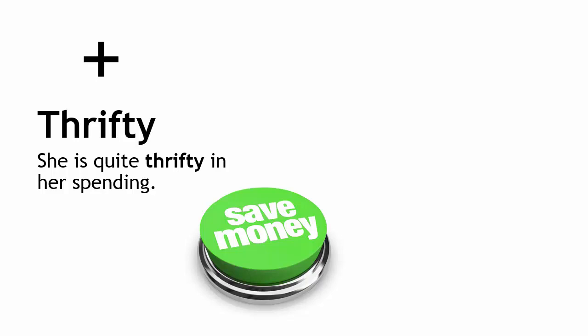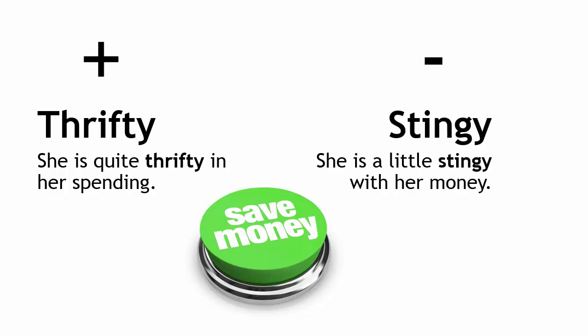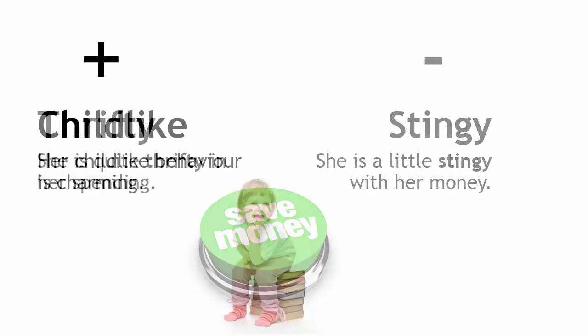So the plus refers to positive. Thrifty: she's quite thrifty in her spending. So when you say someone is thrifty, well, it's positive. That's connotation. On the other hand, we have something that is negative. We have stingy: she's a little stingy with her money. So when it says stingy, it indicates something negative. So it's all two sides of the same coin.